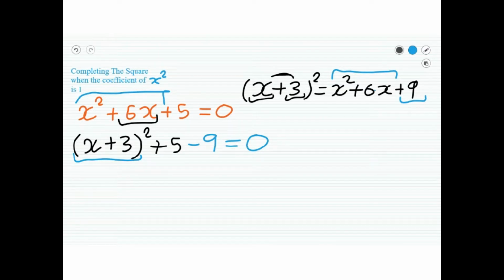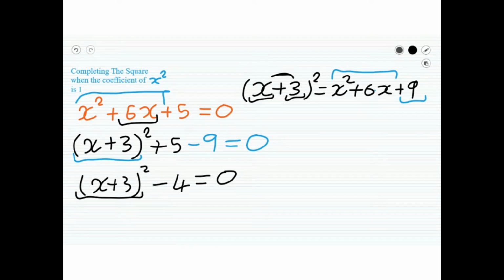So let's continue this and simplify. X plus 3 all squared, 5 take away 9 is negative 4. The square has been completed. We have completed our square because we have our perfect square here. All right, and everything is lovely.